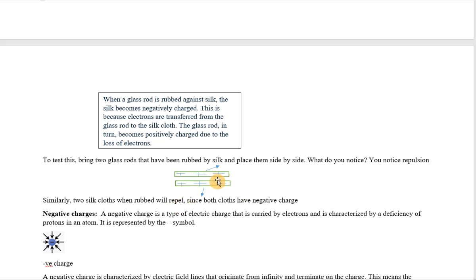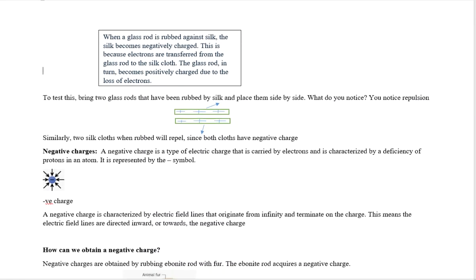And one of the fundamental laws of charge is that like charges repel while unlike charges attract. You see that these are positive charges, they are like charges. So you see repulsion here. So when you bring two glass rods that have been rubbed with silk side by side, you notice what? Repulsion.